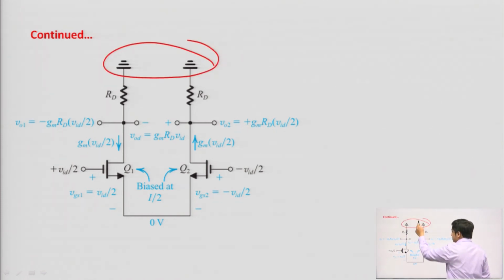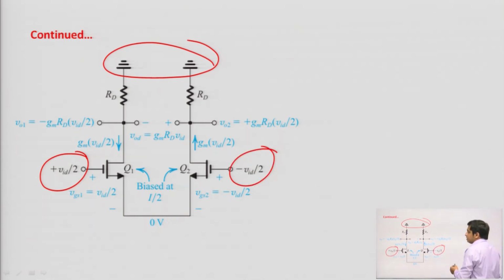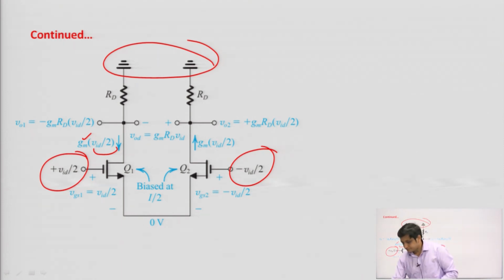Now, the DC sources are removed, your DC voltage source, the DC common mode voltage, is removed. So, at the gate of Q1 this is plus VID/2, at the gate of Q2 this is minus VID/2. So, what will be the drain current here? The drain current flowing through the Q1 transistor will be the transconductance of Q1 times the gate to source voltage, that is VID/2. Similarly, we can calculate it for the Q2 transistor also.